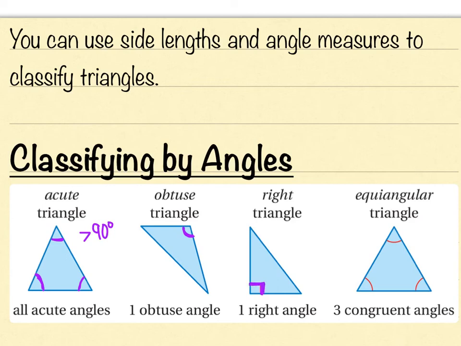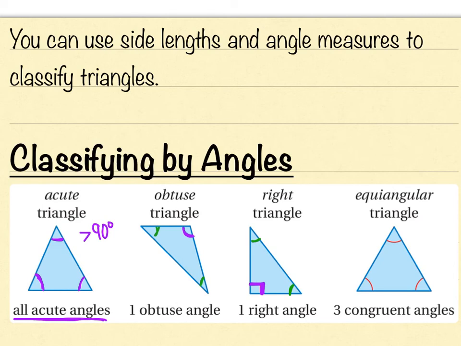So I need to clarify something real quick: an acute triangle has to have all acute angles. The reason is that in a triangle, you're always going to have at least two acute angles. In a right triangle, you have these two acute angles. In an obtuse triangle, you still have acute angles. So every triangle has acute angles, but only an acute triangle has three of them. Otherwise, it's an obtuse or a right triangle.